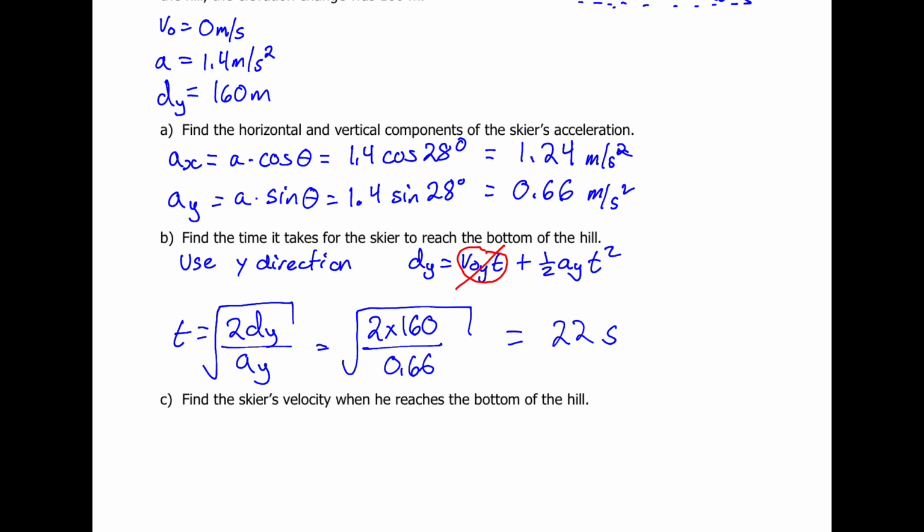What happened to the half? The half turned into this 2. So I multiplied this by 2, that got 2, then divided by ay, and then square rooted. Just go backwards through all your steps and you should get there.